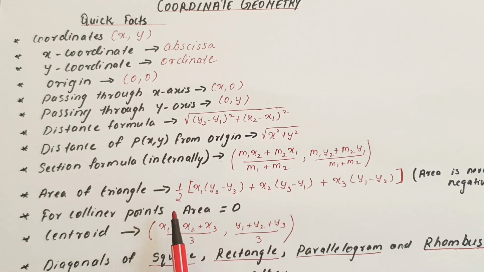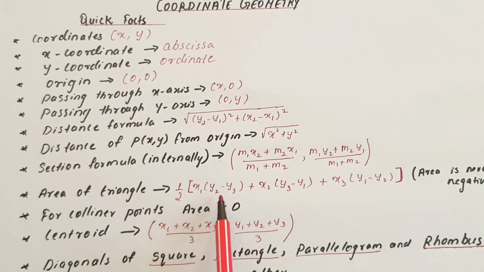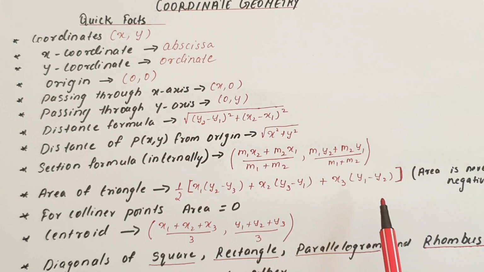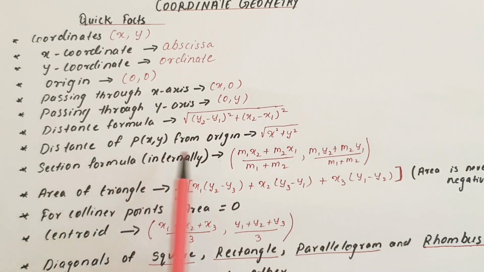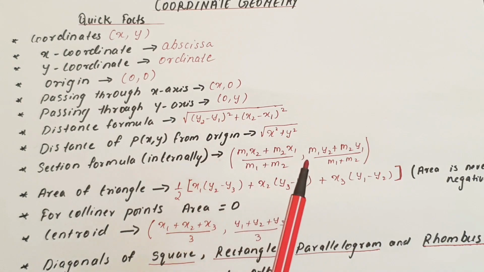Now area of a triangle is half into x1 into y2 minus y3 plus x2 into y3 minus y1 plus x3 into y1 minus y2. Again, we already discussed how to form this formula, and it follows a 1 2 3 cycle: 1 2 3, 2 3 1, 3 1 2. Always keep in mind, area is never negative. Even if you get a negative answer, here you can write the final answer as positive, but that is not the case with distance formula. Inside the square root, you will never get a negative answer.